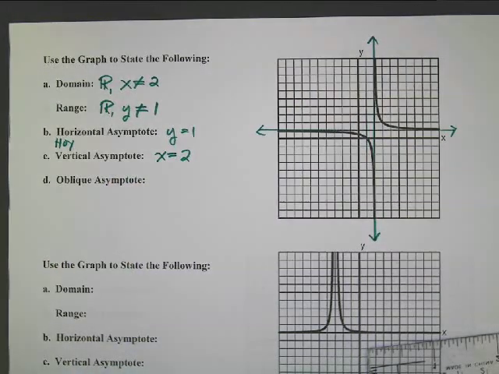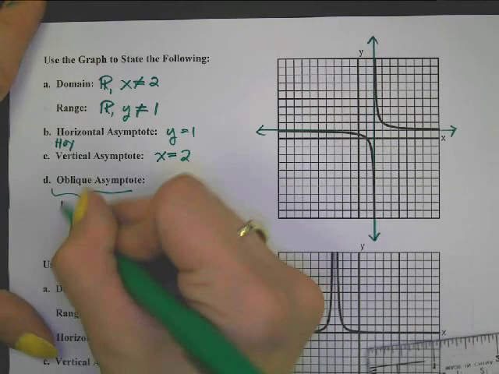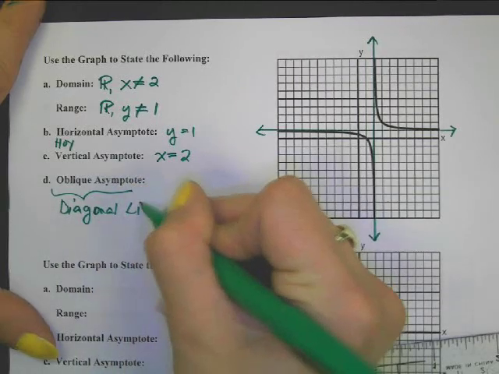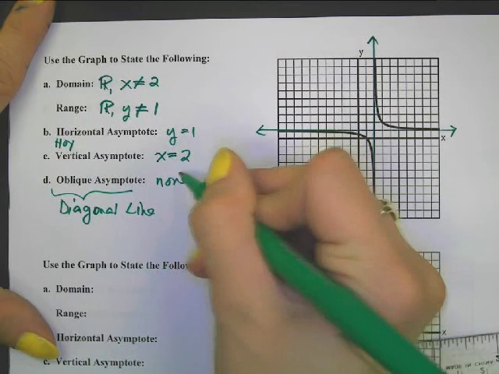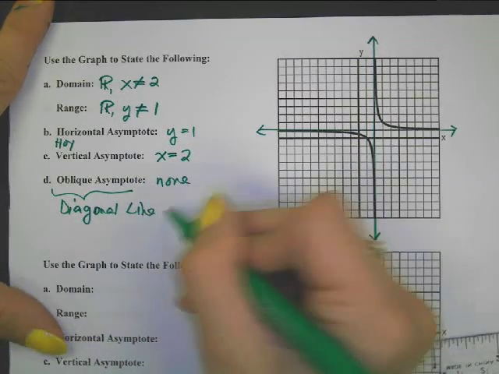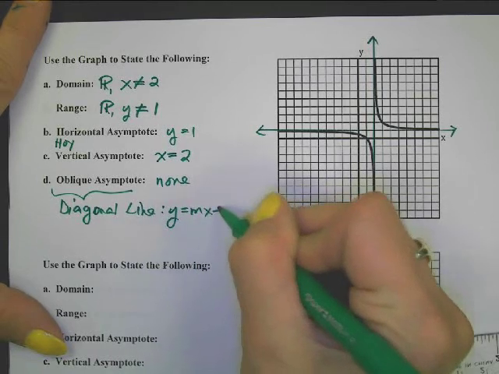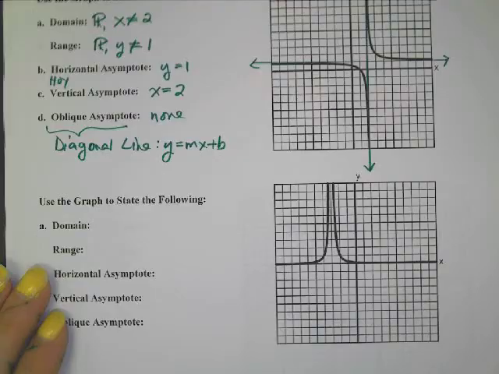Does he have any oblique asymptotes? I guess it would be nice to tell you. An oblique asymptote means a diagonal line. Does he have any diagonal lines? No. So we're going to say none, or you can put a dash. The diagonal line answer would be in the form of y equals mx plus b, but he doesn't have any. All right, let's go take a look at this next graph here.